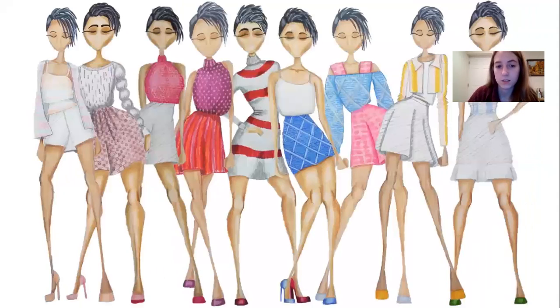And then this is a collection of a bunch of illustrations that I did last semester for a specific project. And yeah, that's my process.